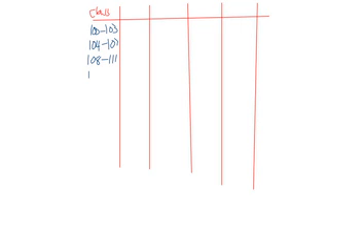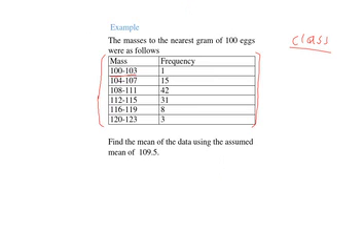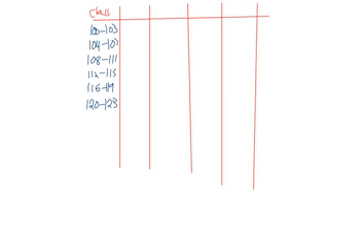So following that sequence, we'll have 112 to 115, then 116 to 119, then we have 120 to 123. Let's check. Yes, that is our last class. So in the next column I will find the midpoint, which will give me x.